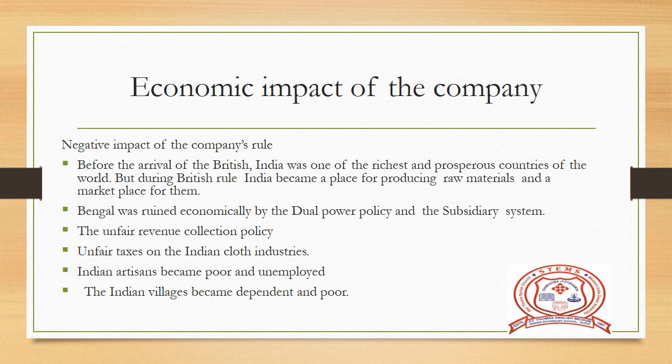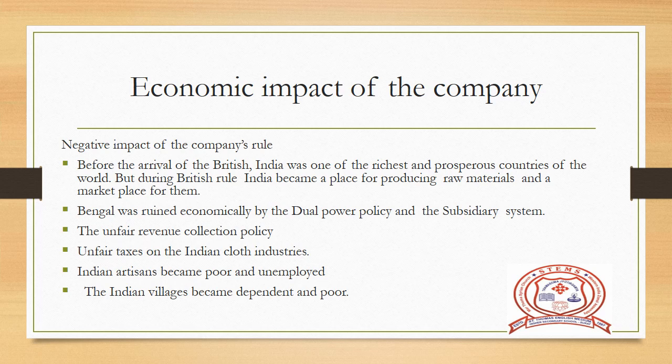This dual power policy the British got after the Battle of Buxar. According to this dual power policy, the British got the power without responsibility, but at the same time, Indians got the responsibility without power. Bengal was the largest exporter of cotton, cloth, raw silk, sugar, jute, muslin, etc. But as a result of subsidiary alliance system, it was ruined economically.